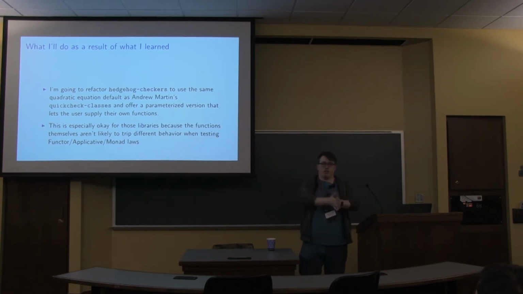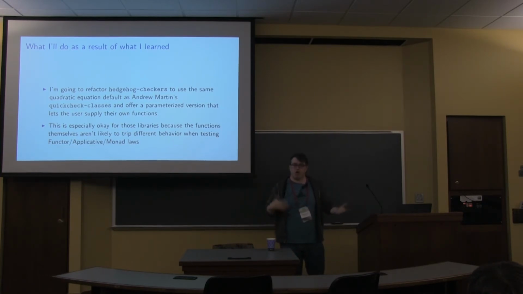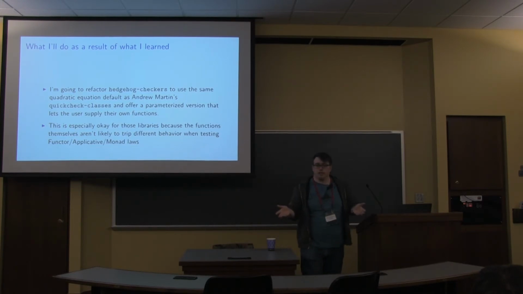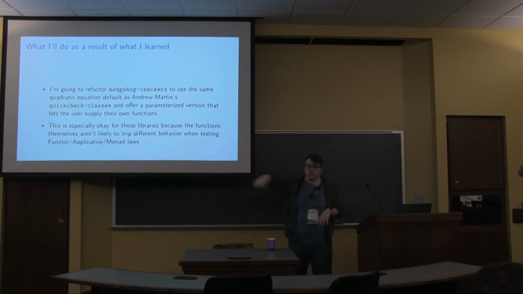So checkers is just a collection of default properties for common type classes, because nobody wants to write down the different applicative laws and property tests for them over and over. If we're all testing the same type classes, why not just have a library that tests all those type classes for us, right? That's what Conal Elliott's checkers was. So Andrew Martin has a QuickCheck classes library that does the same thing as checkers and Hedgehog checkers. It just has a bunch of properties that let you test monoid, functor, applicative, monad, and so on and so forth.